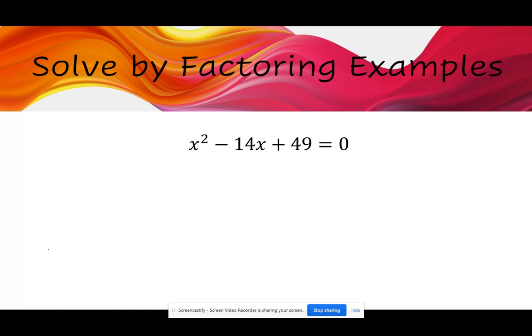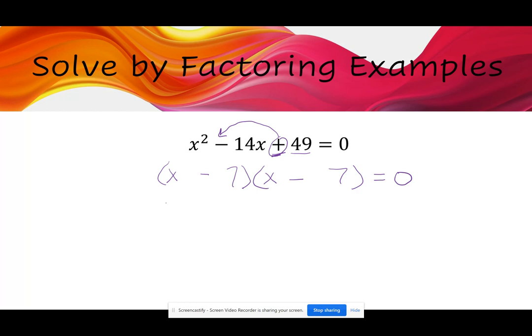So our first example is x squared minus 14x plus 49 equals 0. If we start factoring, of course, it's just x. We want our numbers to multiply to 49 and add to 14. So that would be 7. This plus means that they're the same signs, so we look back, they're both negatives. So now we have x minus 7 times x minus 7.